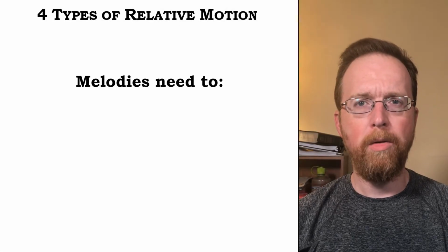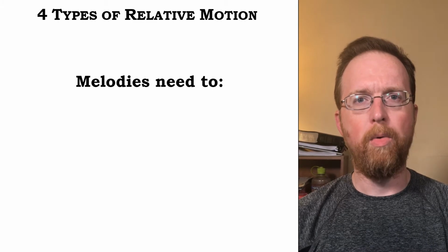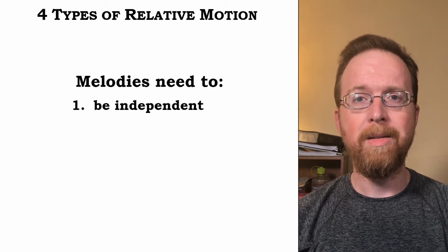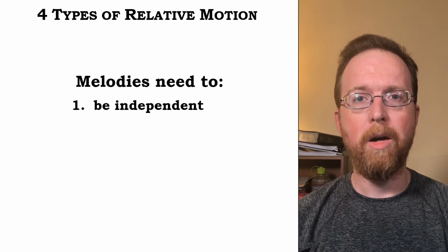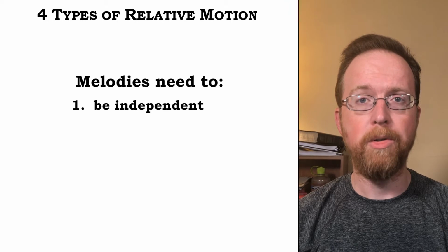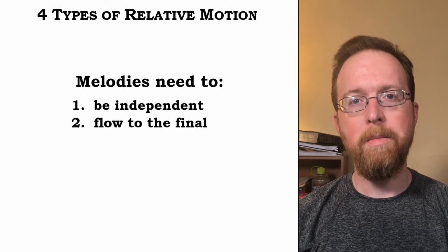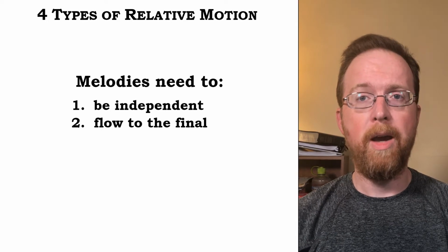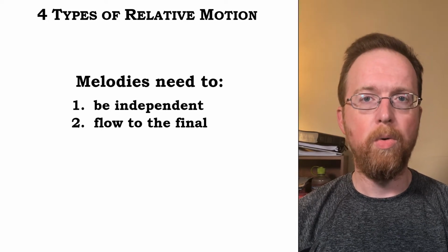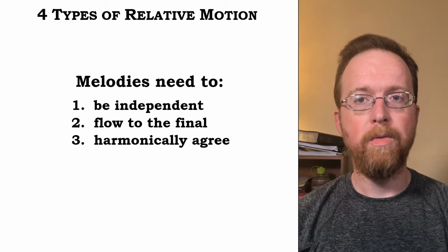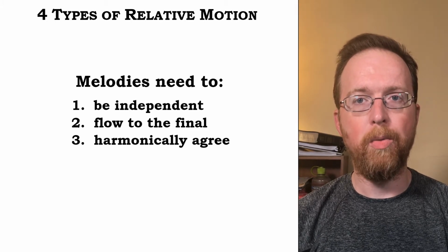We have three main goals in writing Species Counterpoint. Number one, the counterpoint melody needs an independent, identifiable melodic contour that is distinct from but consistent with the cantus firmus. Secondly, melodies need to flow into their cadential goals, which is to say they have horizontal motion towards their final. And thirdly, the counterpoint and cantus firmus need to harmonically agree with one another.